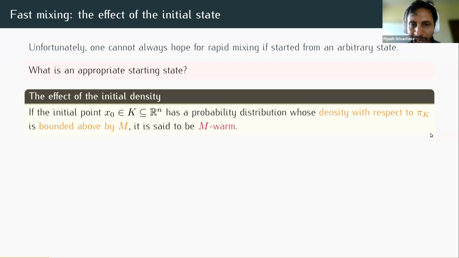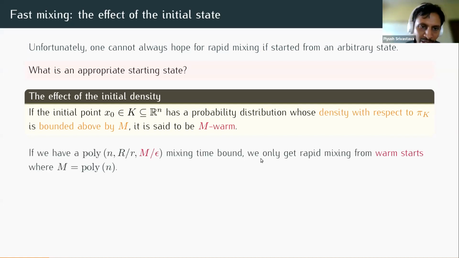So this is called M-warm. That's just a term. So an M-warm initial state means that the initial distribution has density that is bounded above by M, so the Radon-Nikodym derivative of the initial density is at most M with respect to the target distribution. Okay, so in particular, if you start with a single point, then the Radon-Nikodym derivative is unbounded. So that is not M-warm for any finite M. Okay, so starting from a single fixed point is not.